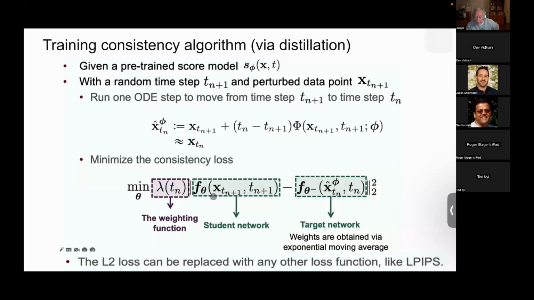But essentially, you are finding the loss based on two consecutive data points on the trajectory, the second one of which is predicted using the ODE solver. And then the F theta is learned by minimizing this objective. The only other thing is the weighting function that is applied to the objective here to account for the time step at which you are trying to learn that trajectory.